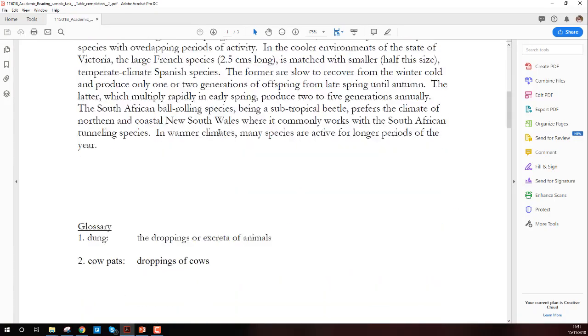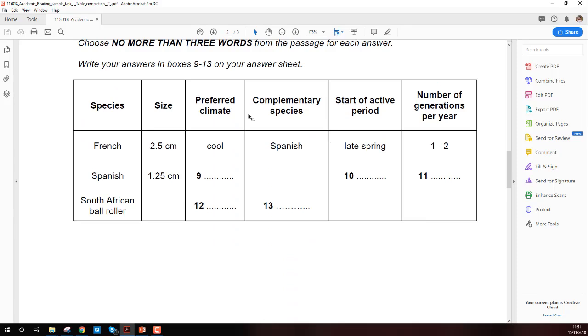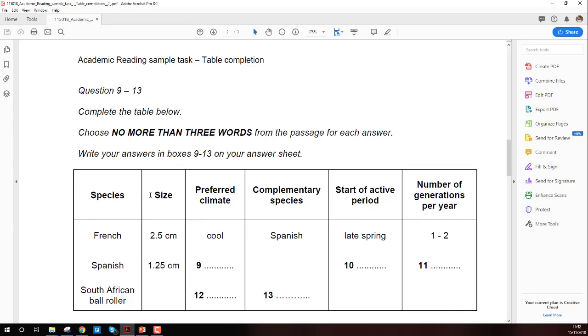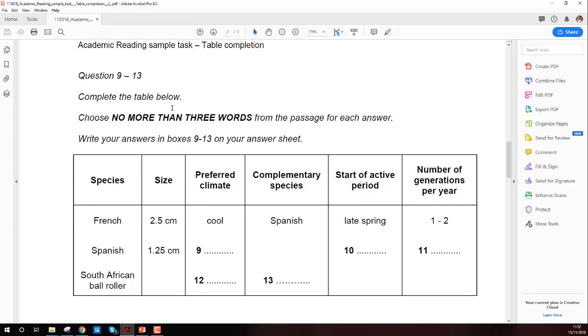Okay, so here we have a question. Here's the table, and it has some things that you might not be aware of, like complementary species, preferred climate, start of active period, number of generations. You don't need to know what any of these things mean, really. You don't need to be an expert in this topic. Don't be put off by the fact that it looks a little bit complicated. It's not that complicated.